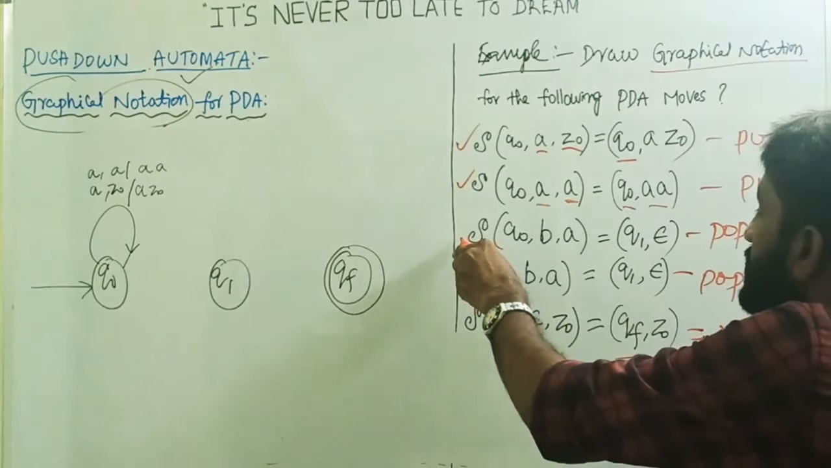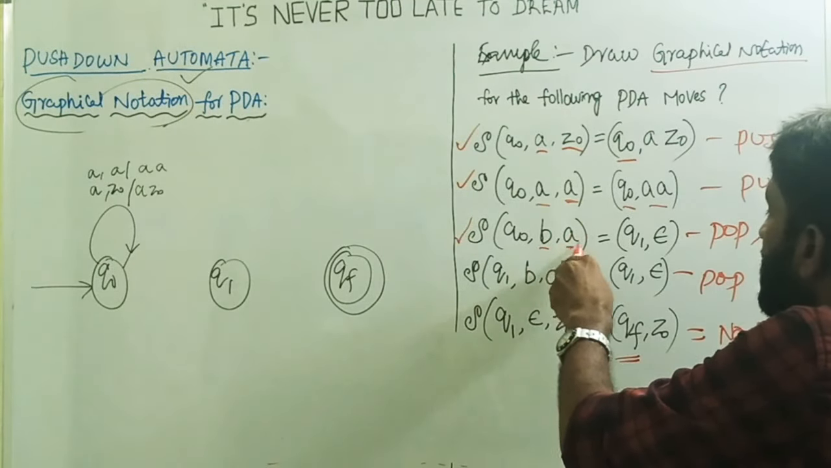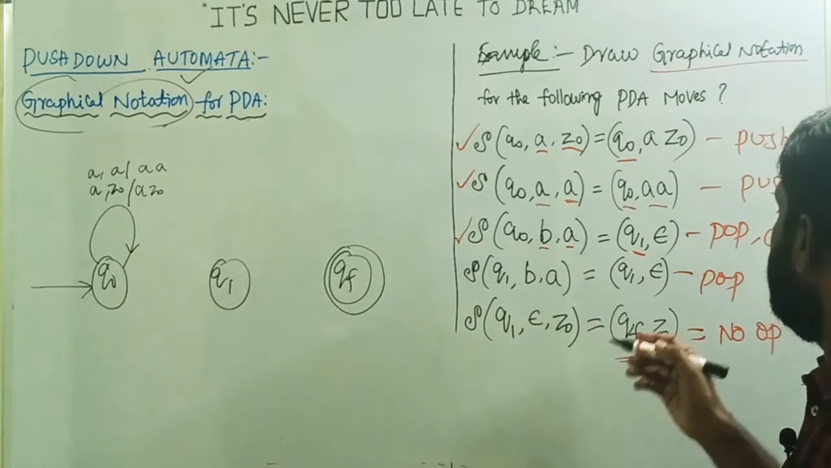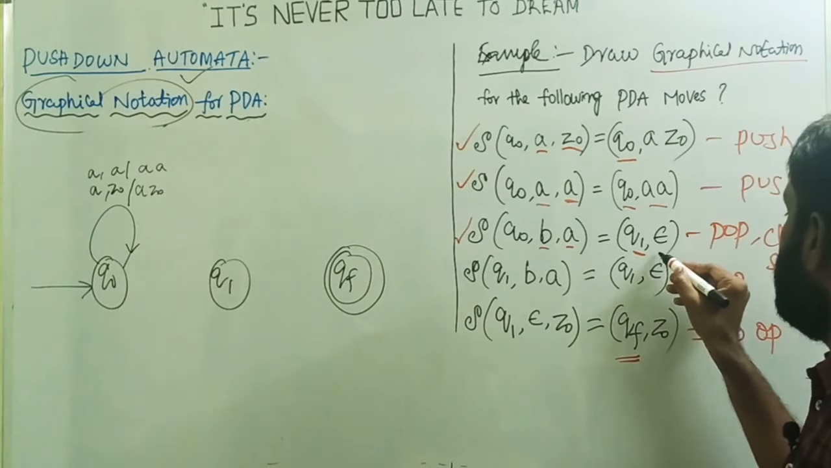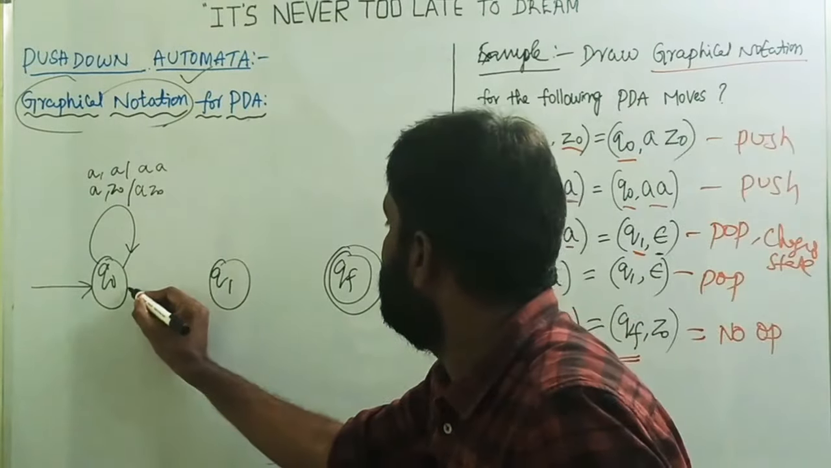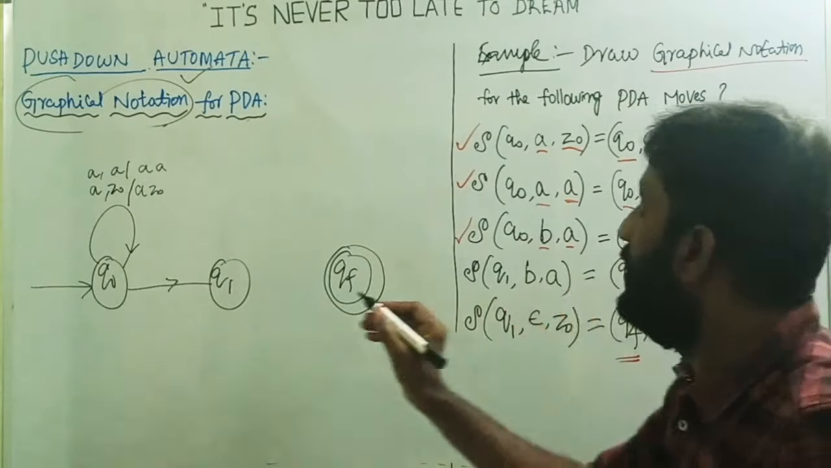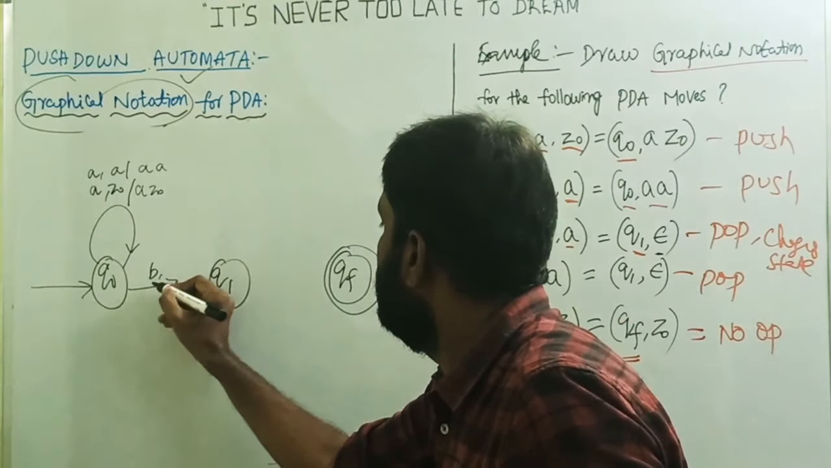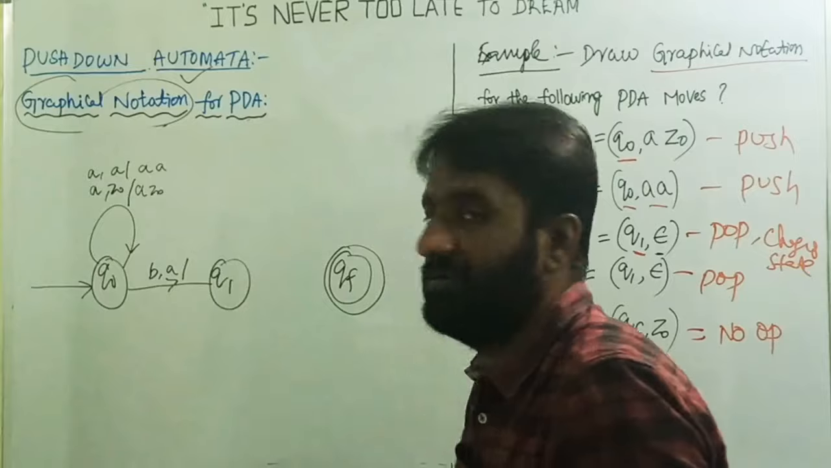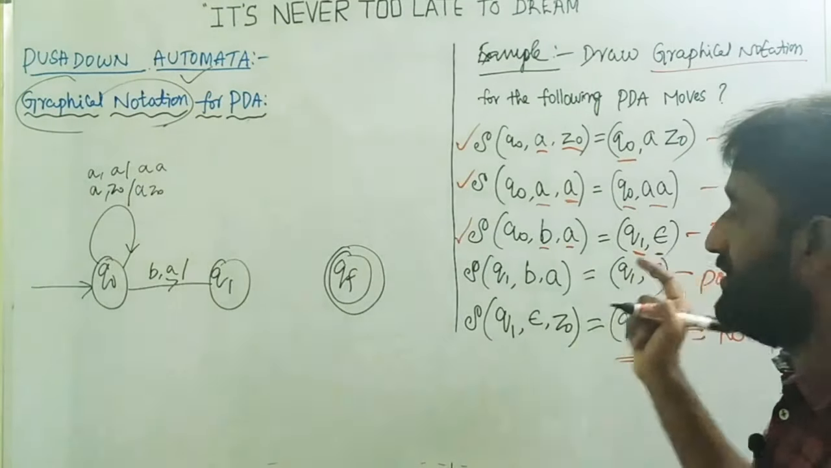Then take the next transition: Q0, input symbol is B, top of the stack is A. We are moving to the next state Q1 by removing an element from the stack. After removing, what remains is epsilon. So there is a transition from Q0 to Q1 because the state is changing. Input symbol is B, top of the stack is A, slash. We are removing an element from the stack. After removing, what is there? Epsilon. So write epsilon.